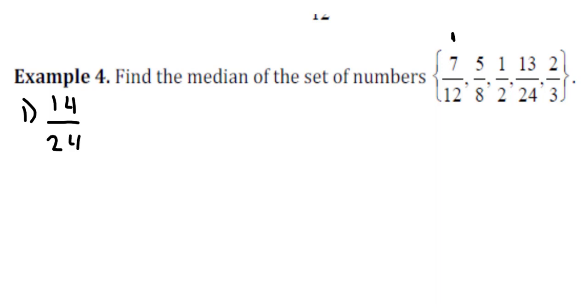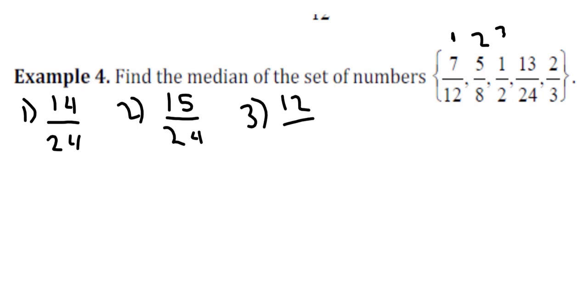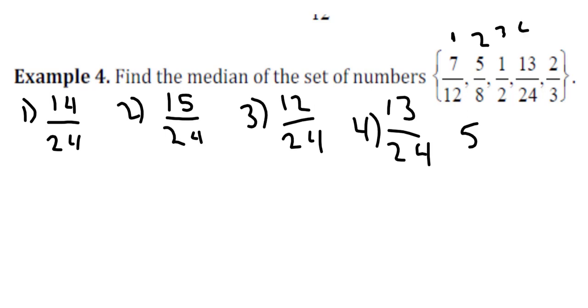So the second one, we've got to multiply 8 by 3 to make it 24. So we'd have to multiply the 5 by 3 and get 15 over 24. So let's go to the third one, 1/2. Well, that'll be easy, right? Multiply everything by 12. 12 24ths. And the fourth one is already in that, so we got 13 24ths. And then the fifth one, 2/3. We have to multiply the numerator and denominator by 8 to make that denominator 24. So 2 times 8 is 16. 3 times 8 is 24.